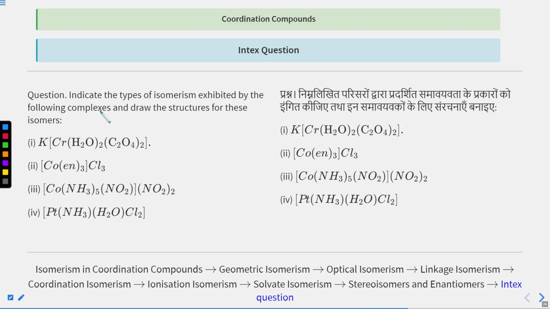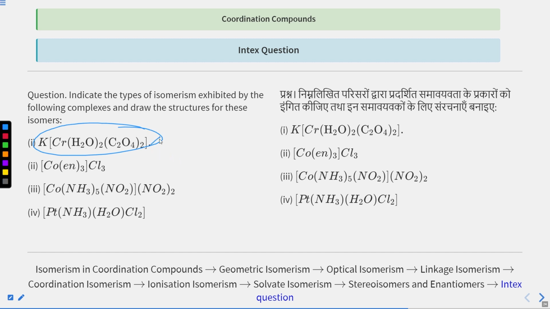So in this, we have to indicate the type of isomerism that is exhibited by each of these. We just have to indicate the type of isomerism it can show. Clear? Let us start to draw to see which type of isomerism it can show. So first we will see stereoisomers, right? Can it show a stereoisomer?